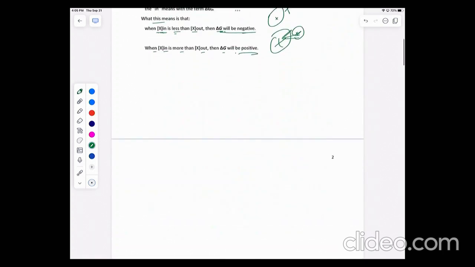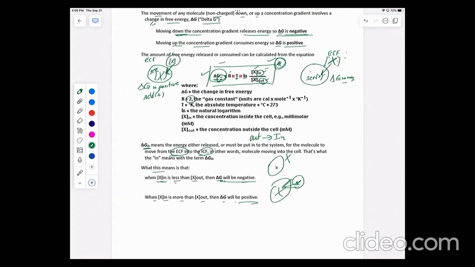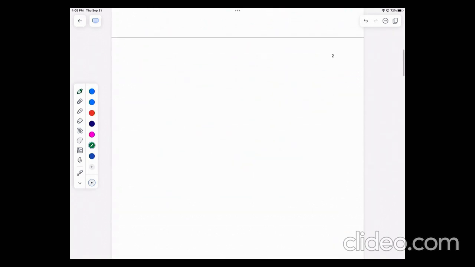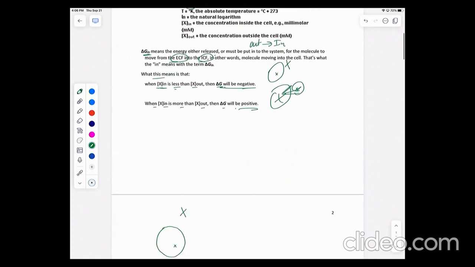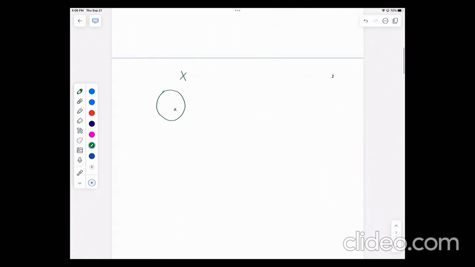So let's do some examples, and what I'm going to do is apply this formula a little bit, and let's see what we can do with that. Okay, again, I'm going to go with my same example here. I got a cell here, lots of X here, a little bit of X there. So again, the equation that we have up here assumes out to in. So I'm looking at this, and I'm being asked to calculate a Gibbs free energy. I'm not going to give actual concentrations. I'll do that in another lecture.